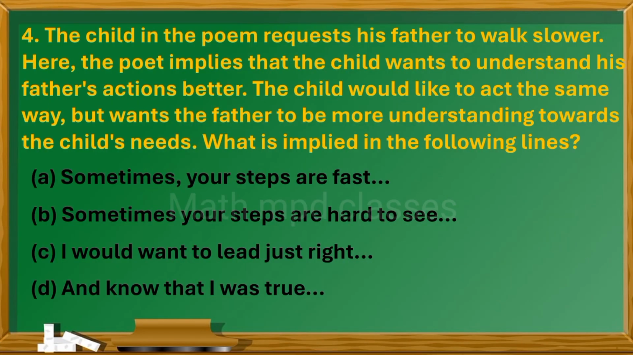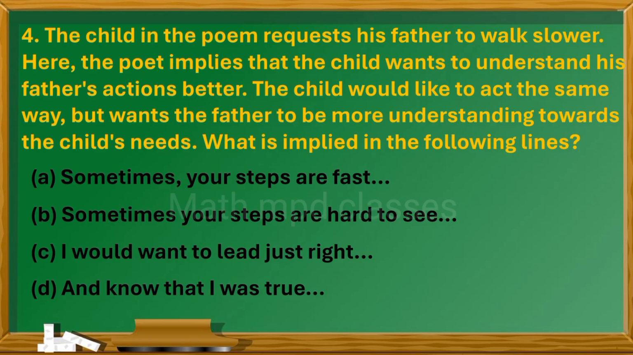Question number 4. The child in the poem requests his father to walk slower. Here, the poet implies that the child wants to understand his father's actions better. The child would like to act the same way, but wants the father to be more understanding towards the child's need. What is implied in the following lines?